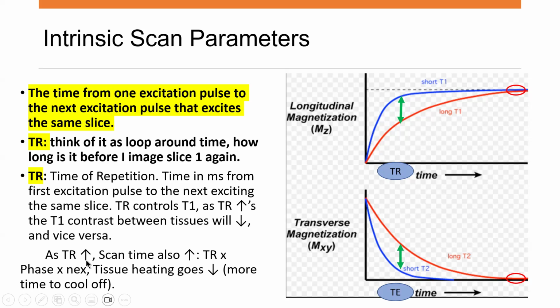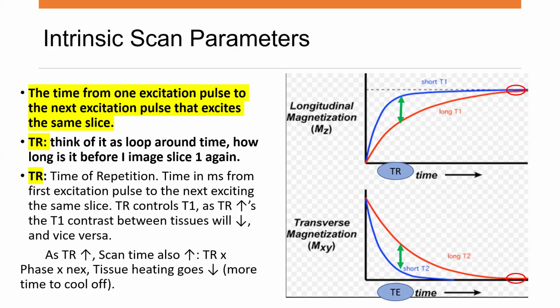If you increase the TR, you're going to increase your scan time. The equation, which we'll talk about last thing tonight, is TR times phase times NEX. That's your basic scan time formula. So as TR goes up, scan time goes up. As TR goes up, T1 contrast goes down. As TR goes up, tissue heating doesn't go down, but you give it more time to T1 relax. You give that tissue more time to cool off because there's more time in between excitation pulses.